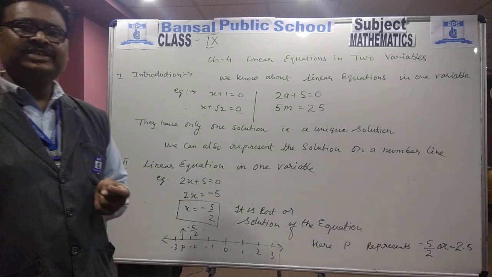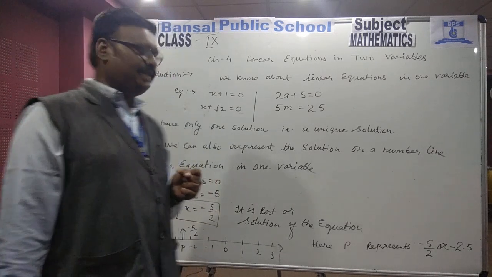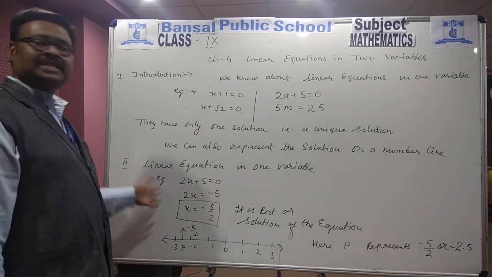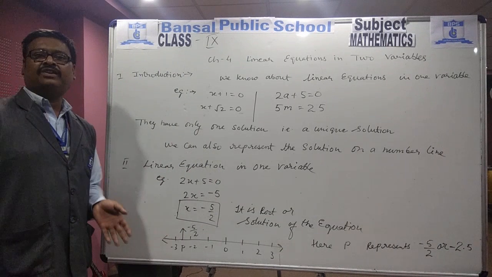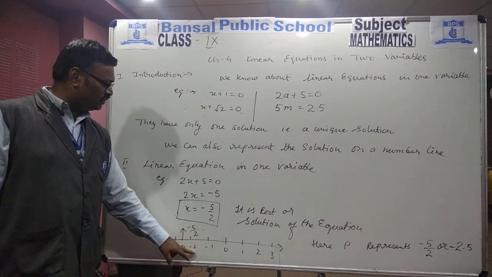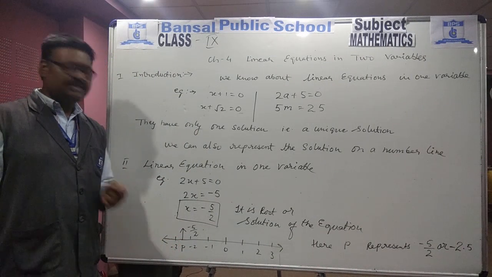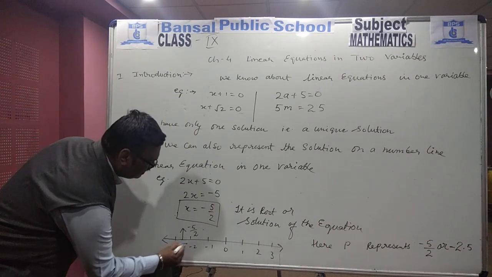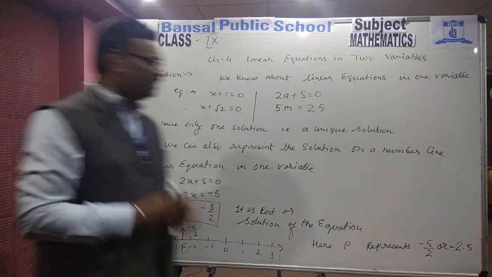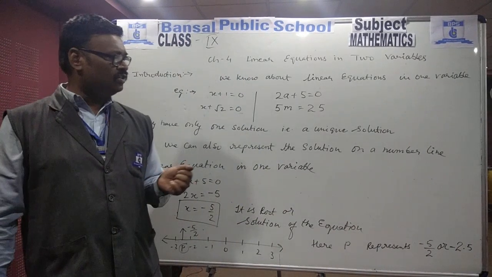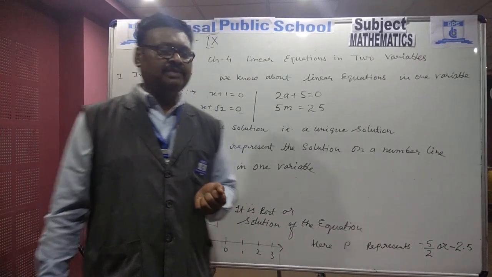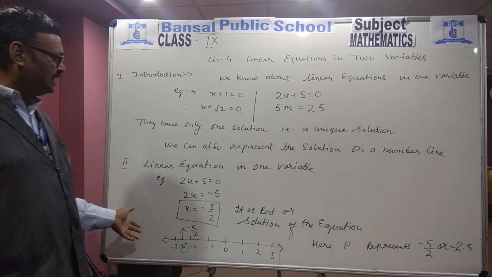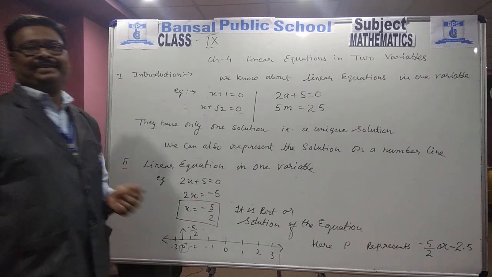Now if I want to represent minus 5 upon 2 on a number line, I will make a number line. Because it is a negative term, it will be on the left hand side of 0. After minus 1, minus 2, comes P, the midpoint between minus 2 and minus 3. This point P represents minus 5 upon 2, or I can also write it as minus 2.5. So this is the solution of a linear equation in one variable and its representation on a number line.